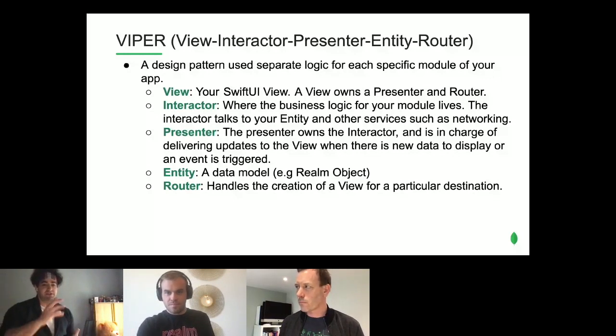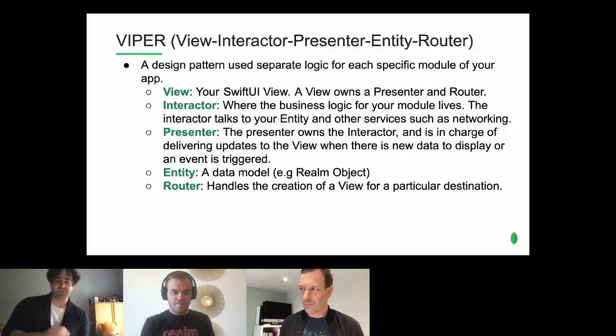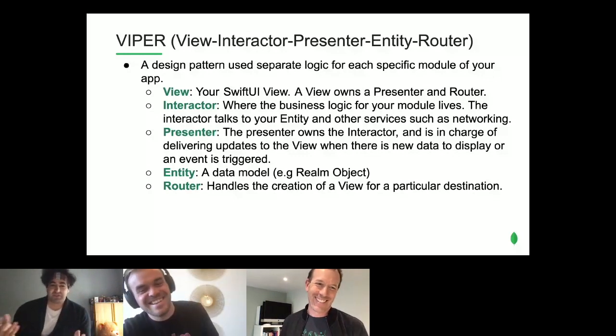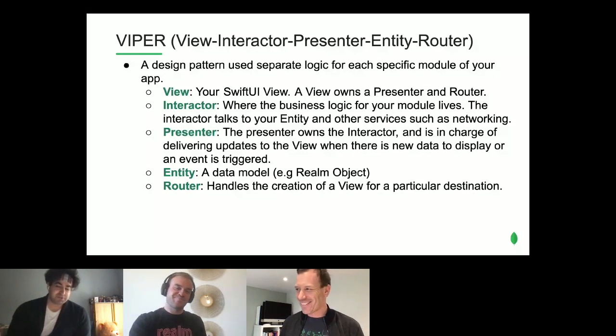In this case, the data flow is going to be a bit different. Your view is going to interact with the presenter, which interacts with the interactor, which interacts with the entity, right? So you end up with this sort of onion that you're slowly peeling back. The entity is your data model. I'm not entirely sure why they didn't call it model. My guess is that VIPER sounds a lot better than VIPMER. Doesn't really work. The router handles the creation of a view for a particular destination.